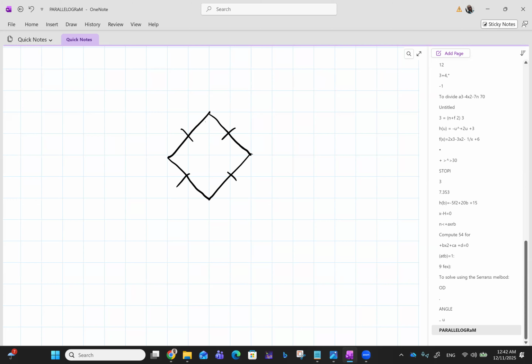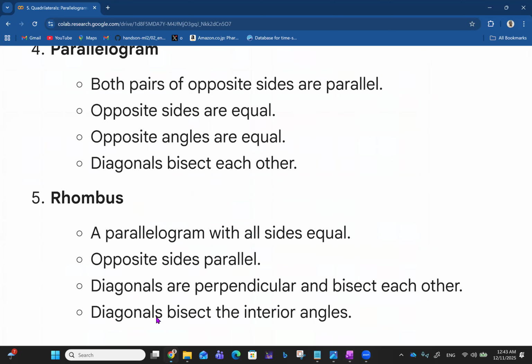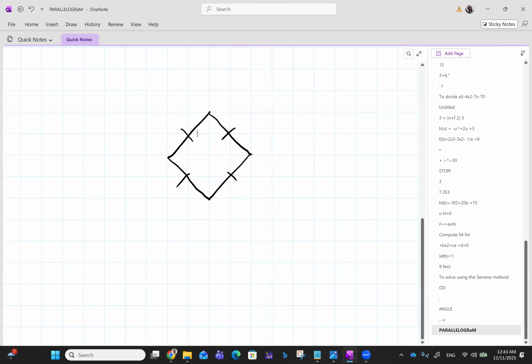So, what are the other things now? About the interior angles, opposite sides are parallel. Okay, opposite sides are parallel. Have I done that? So this is parallel to this. This is parallel to this. Maybe I should make it two strokes to distinguish. Okay, opposite sides are parallel.